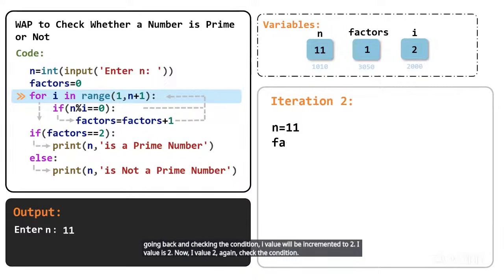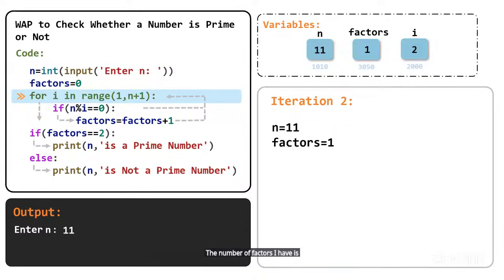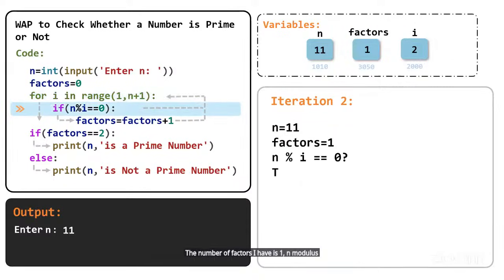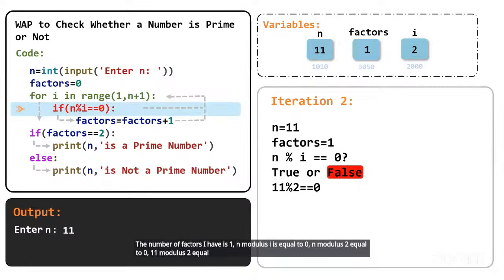The number of factors I have is 1. n modulus 1 is equal to 0. n modulus 2 equal to 0? 11 modulus 2 equal to 0? No, it's false. So the statement inside the if will not be executed. It will again go back and check the condition. That became the last statement.